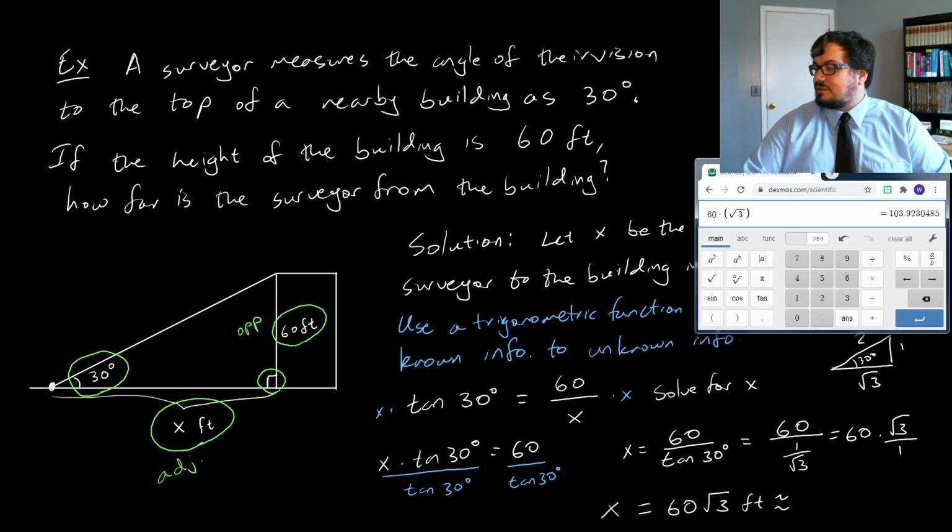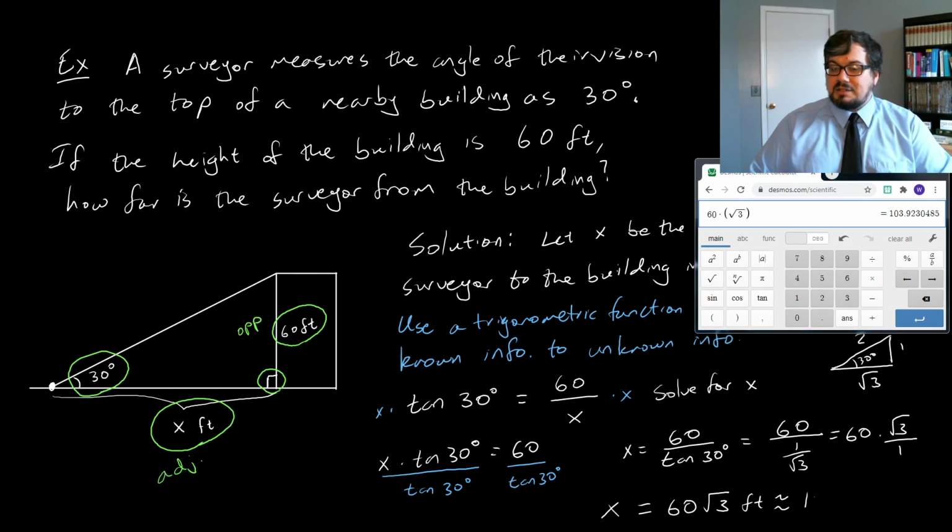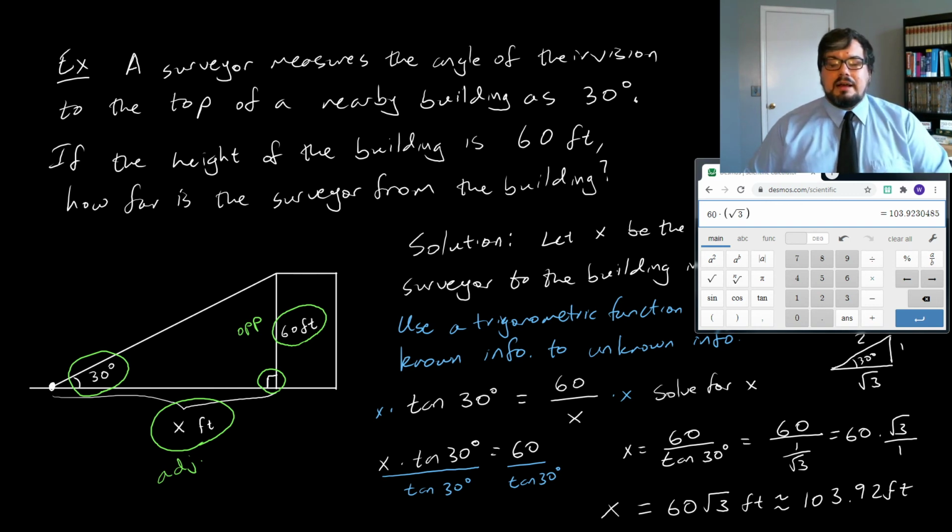And we see that that's going to equal 103.92. And so I said 2 decimal places. So we want 103.92 feet. And so that's what we would put in, depending on whether the problem asked us for an approximation or not. If it didn't, we would just answer 60 square root of 3. If it asked us for an approximation, we would give the approximation to however many decimal places were specified.